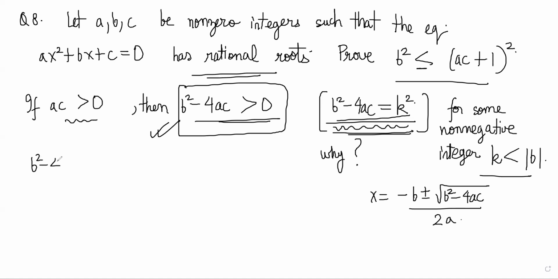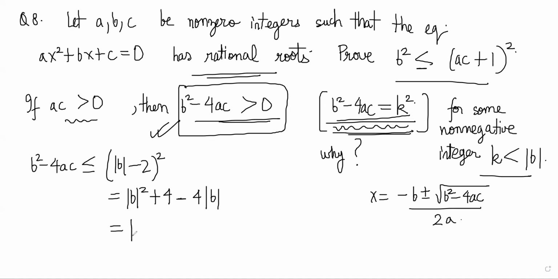So then what we can say is b square minus 4ac is less than equal to mod of b minus 2 whole square, which was what? Mod of b square plus 4 minus 4 mod of b. So this is equal to b square minus 4 mod of b plus 4. Is this result true? B square minus 4ac, is it less than equal to this?